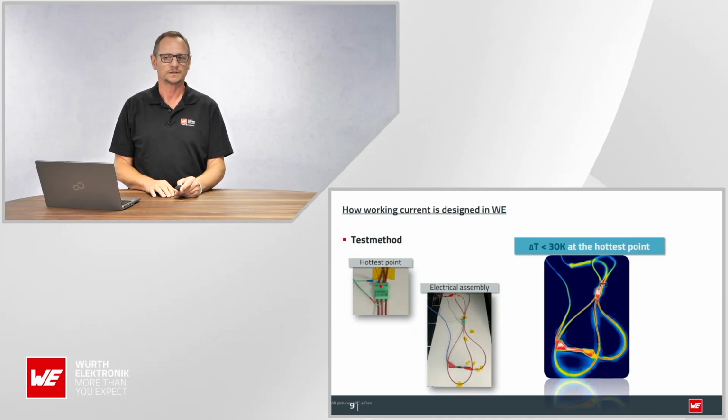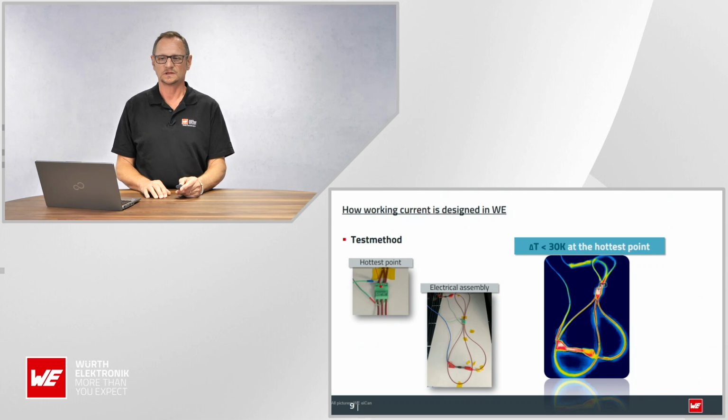Looking at it with a thermal camera, we can see this kind of image. You see where the white spots are. This is the hottest spot, and once again the target is that we should not exceed a temperature rise of more than 30 Kelvin.